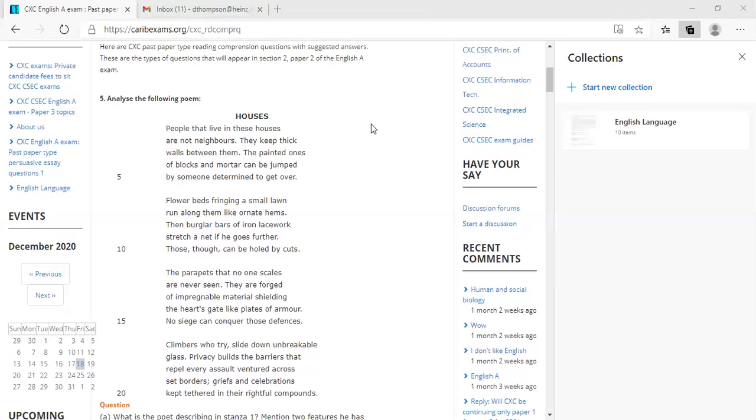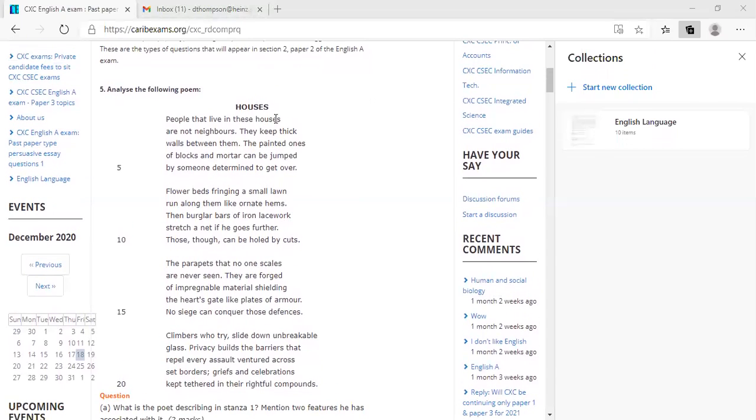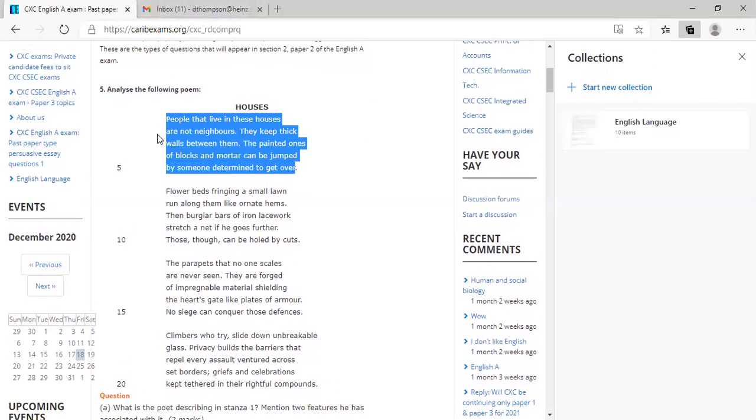Right. Okay. So that's why now we break it apart and say the first question, what is happening in the first stanza? Stanza 1 is going to be here. What is happening here? Let's read it again. People that live in these houses are not neighbors. Keep in mind that the topic or the title is houses. They keep thick walls between them. The painted ones of blocks and mortar can be jumped by someone determined to get over. Right. Can you get a little clearer picture now?